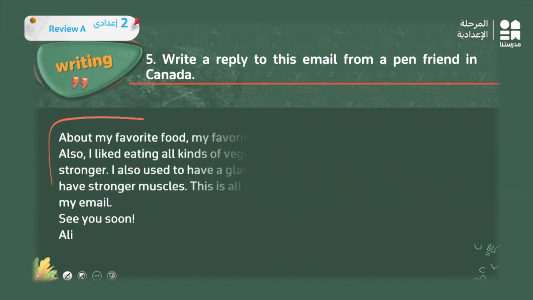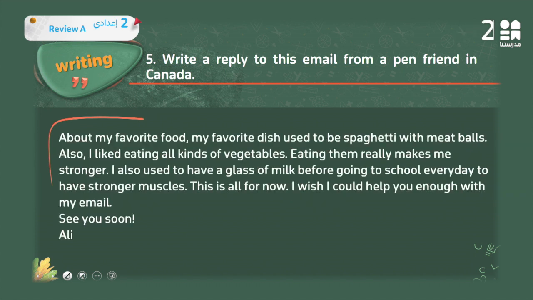Okay? Then let's move to the last paragraph, the third paragraph. About my favorite food, this part بقى is about my favorite food. My favorite dish used to be spaghetti with meatballs. And also, I liked eating all kinds of vegetables. Eating them really makes me stronger.